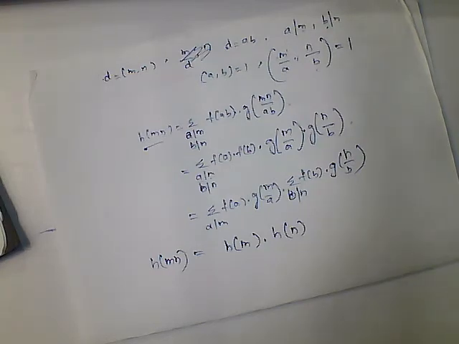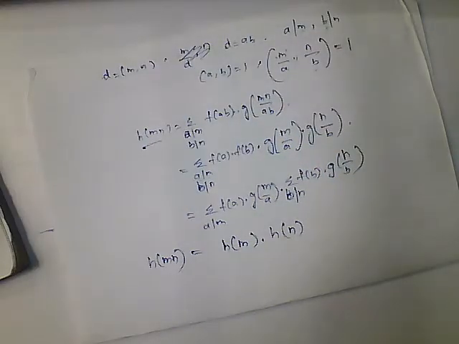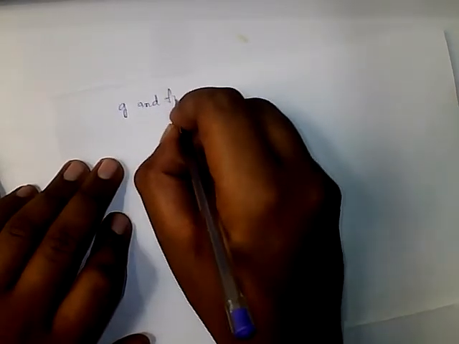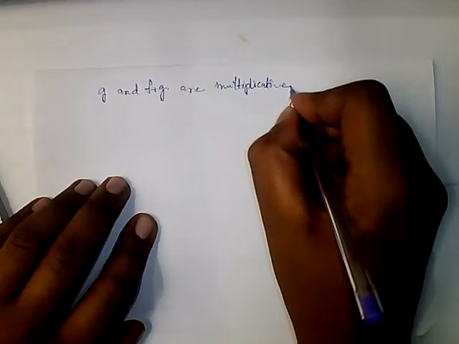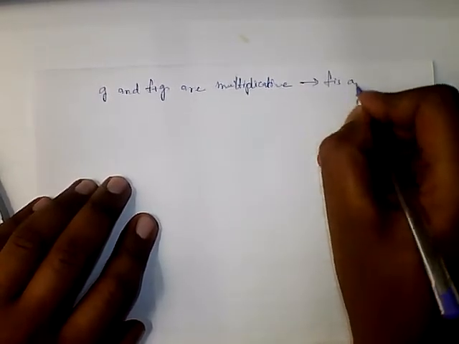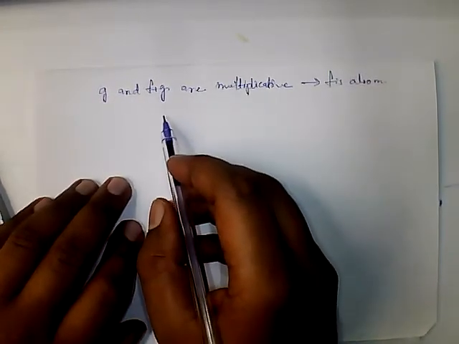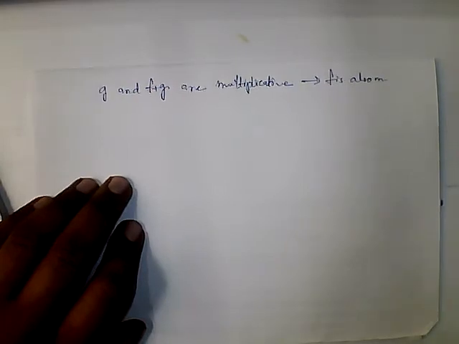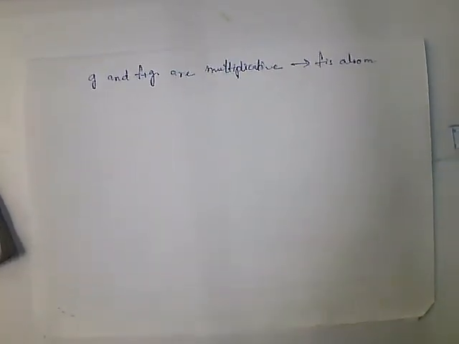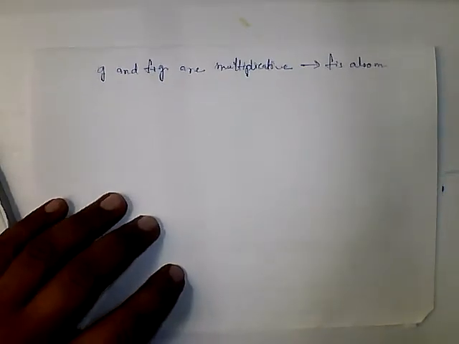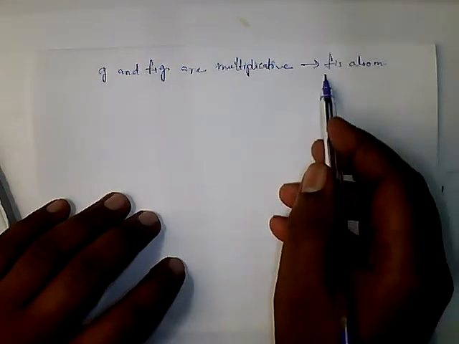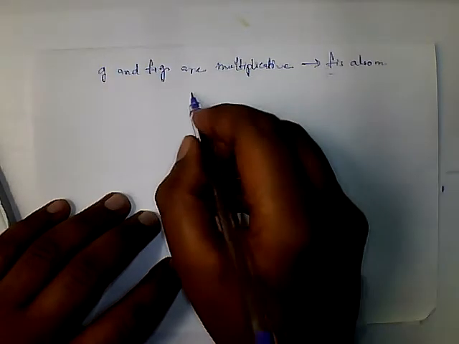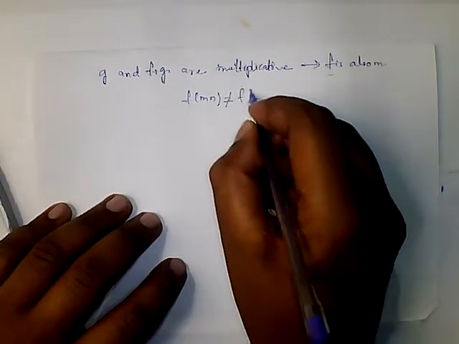Alright, so the theorem is that if g and f star g are multiplicative, then we have to prove that f is also multiplicative. We have to prove this theorem by the contradiction method. Assume that f is not multiplicative, that means we cannot have this condition satisfied.